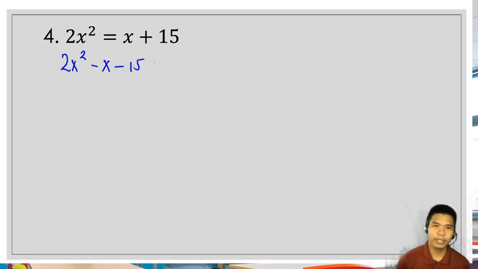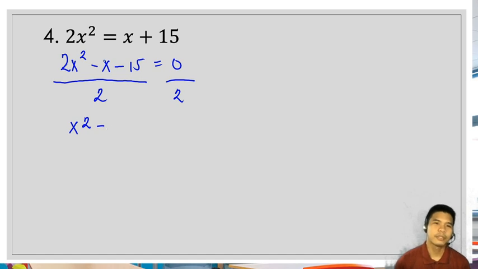Minus 15 equal to 0. Okay, ginawa muna natin siyang standard form. So, dahil may numerical coefficient yung quadratic term, i-divide na natin yan by 2. So, 2 divided by 2, we have here x squared minus, so may 1 dyan, automatic that is 1 half x minus 15 over 2 equal to 0 divided by 2 is 0.